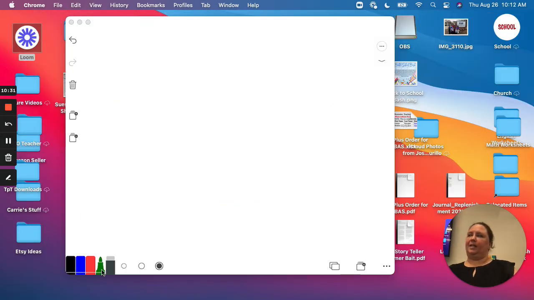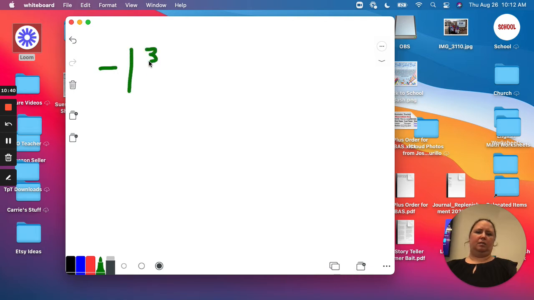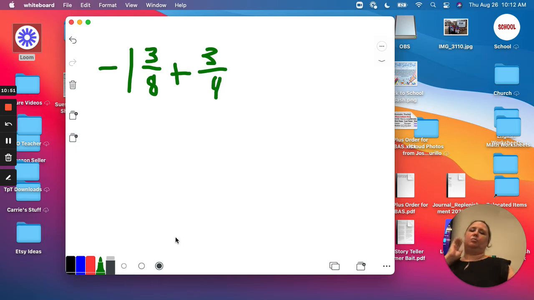Okay, so when you're adding a mixed number, can you tell me what that number was? It was negative 1 and 3/8. Plus what? 3/4. Okay, so when you're adding and subtracting fractions, see that we're adding here? Remember, you have to get a common denominator. So we have to make this denominator an 8, right? We also have to make this mixed number improper.